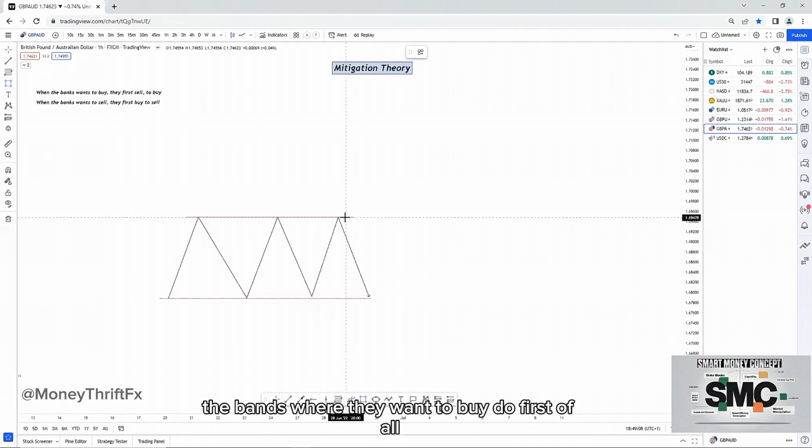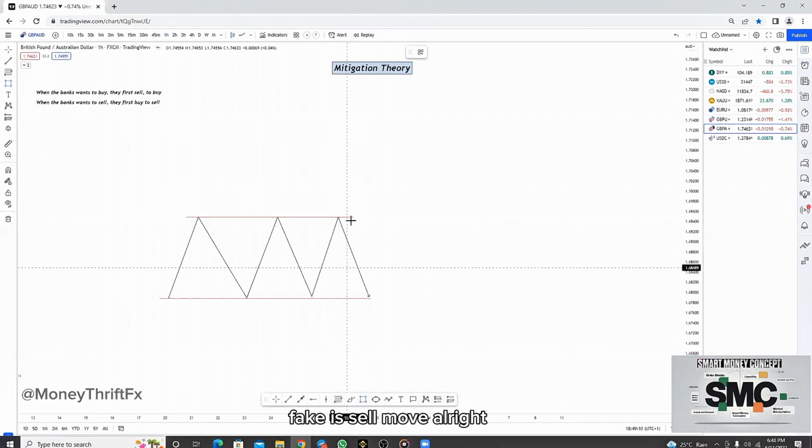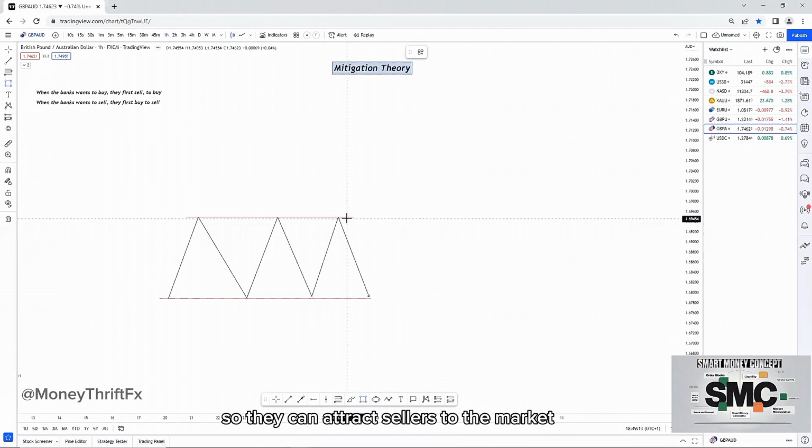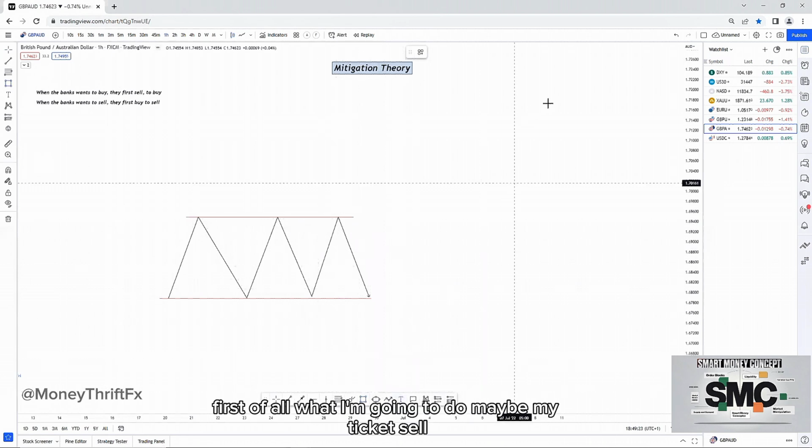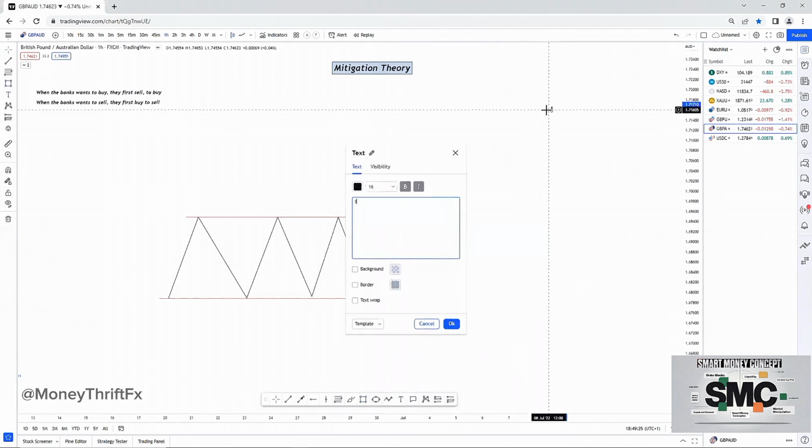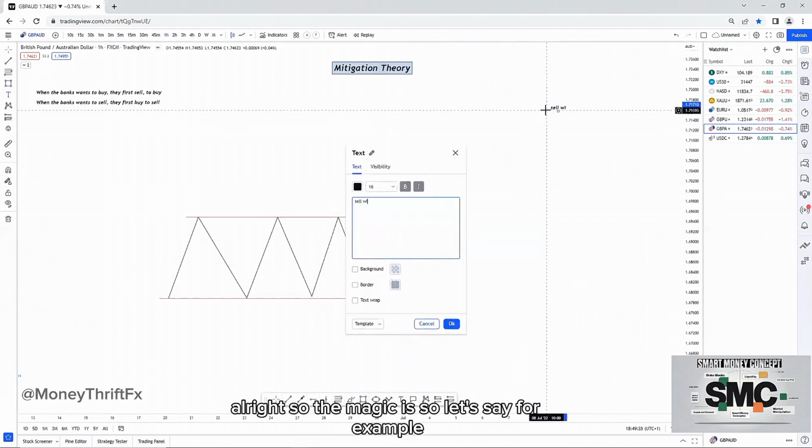All right, when the banks want to buy, they first of all fake a sell move, so they can attract sellers to the market, and then they begin to buy. So let's say they want to take a position. Maybe the banks here want to buy in this example. First of all, they might take a sell position.